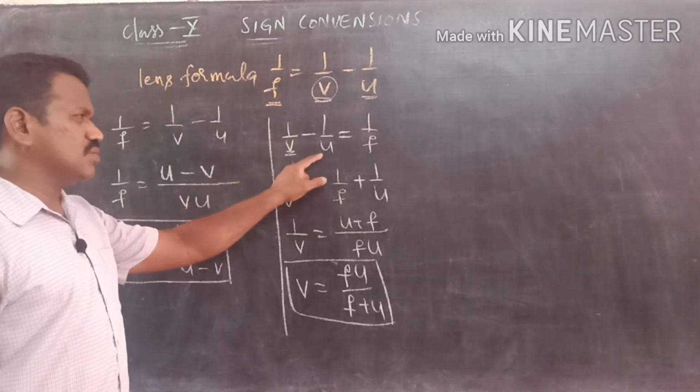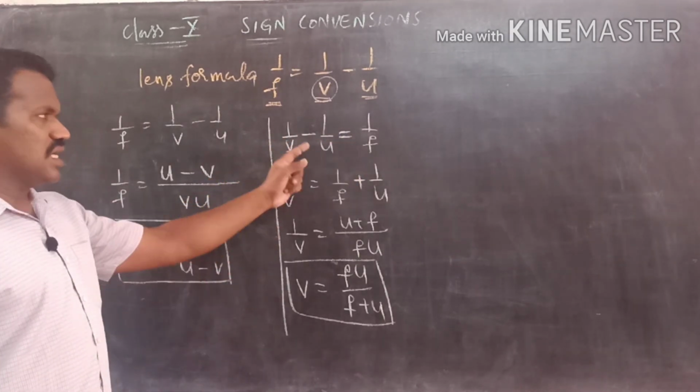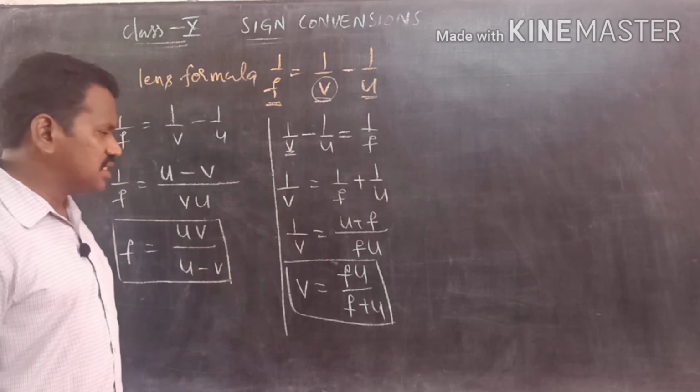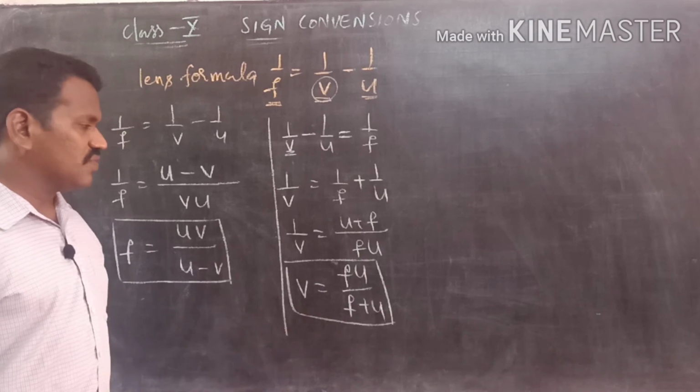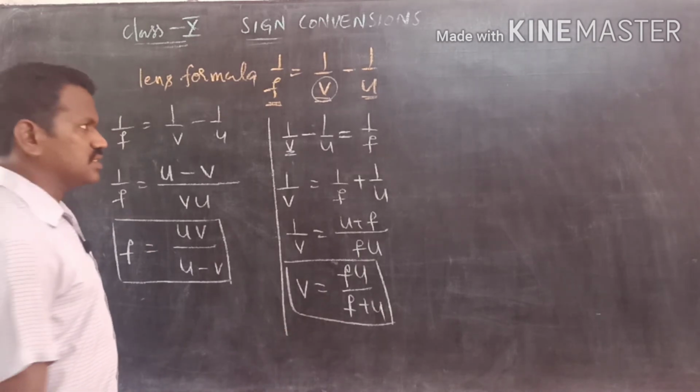From the lens formula 1 by v minus 1 by u is equal to 1 by f, by transferring the minus 1 by u to the right hand side, it becomes plus, and by taking the LCM, we can get the formula for image distance.